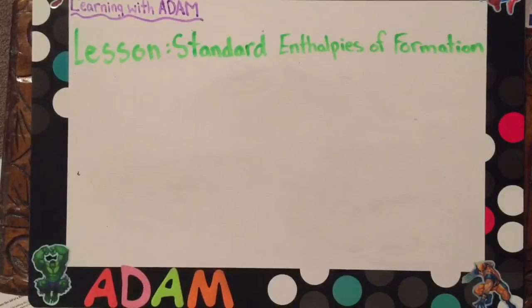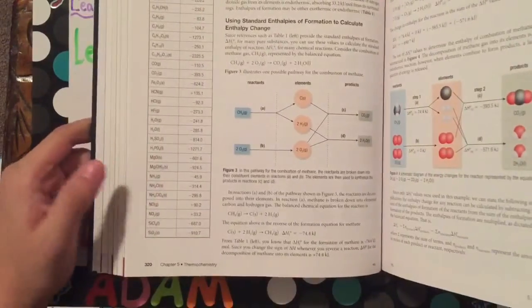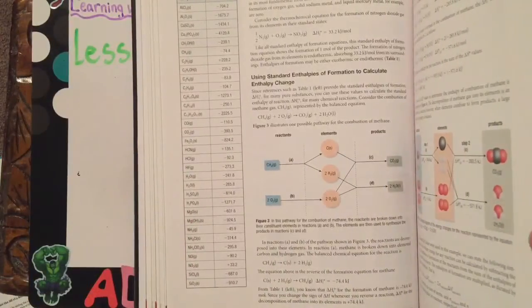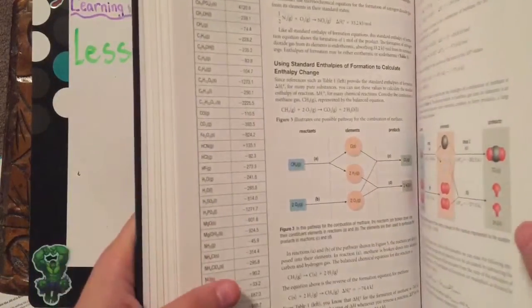Although many substances are in their standard state, there are others that aren't. For those, you can find the enthalpy of formation values for those non-standard state substances on page 320 of your chemistry textbook. As you can see, they're all here. They're all the standard enthalpies of formation for several compounds that are not in their standard state.